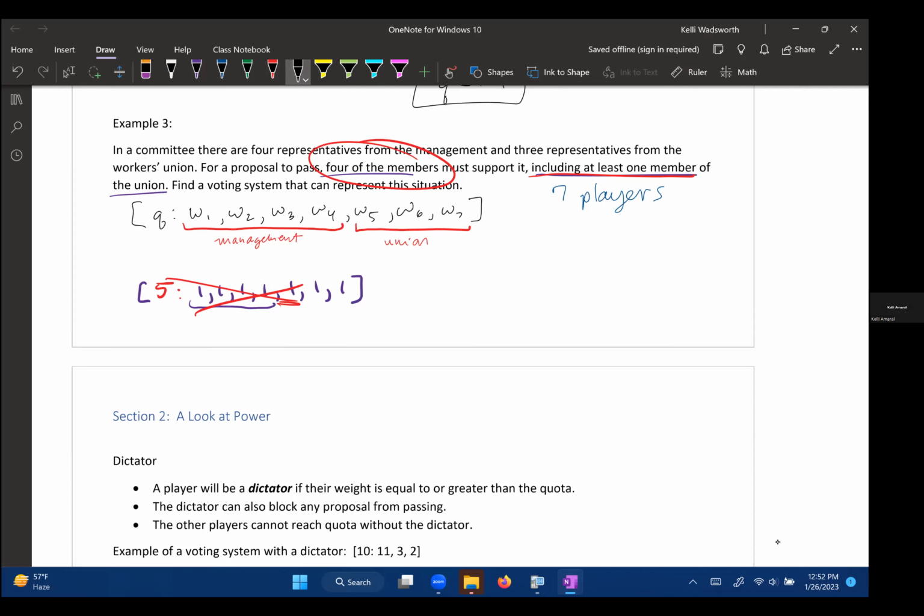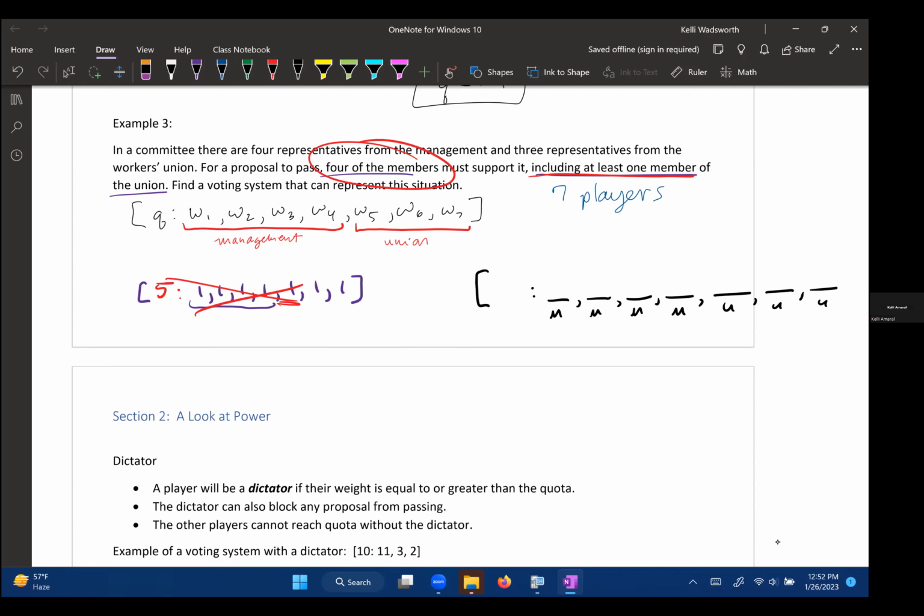If you think about it enough, and I don't want to bore you with all of my personal thinking, but if you play around with numbers, which I did for quite a while, you can see that because you have 4 people in the management position, right? So those are, I'm going to call them M, those are management people. And then you've got 3 union people.